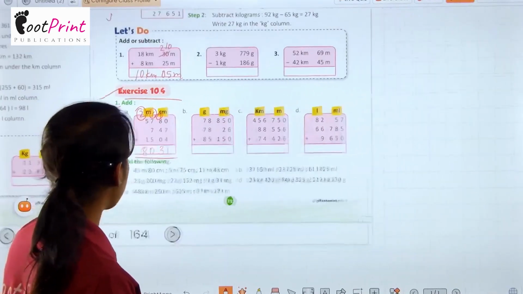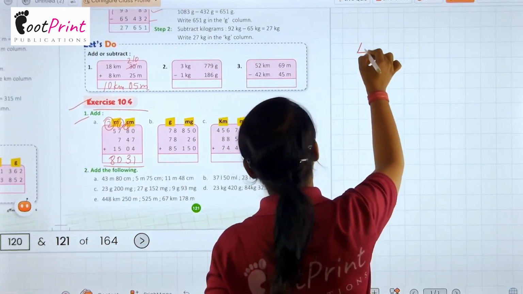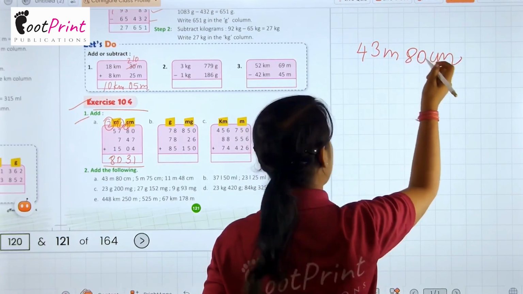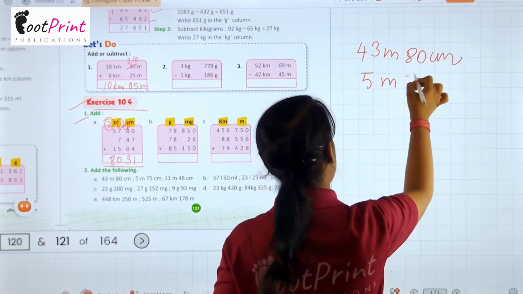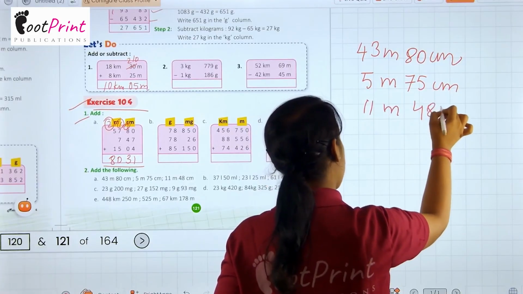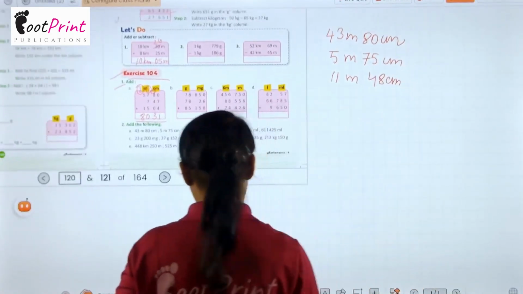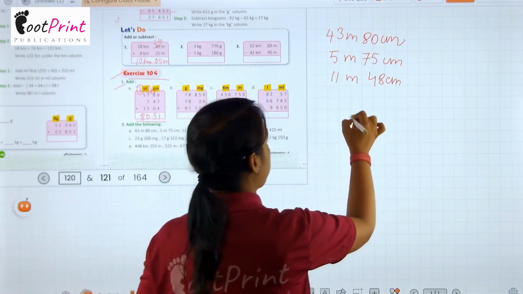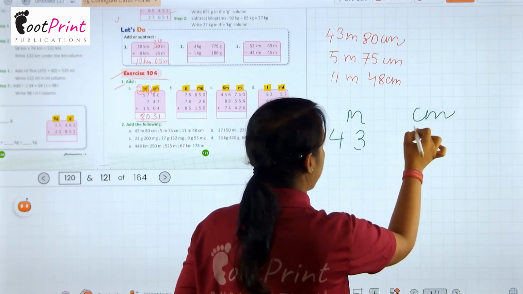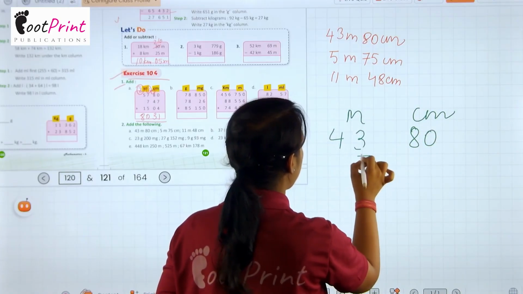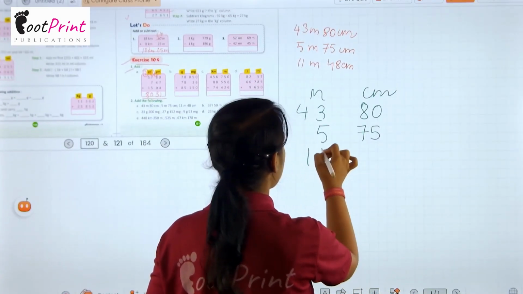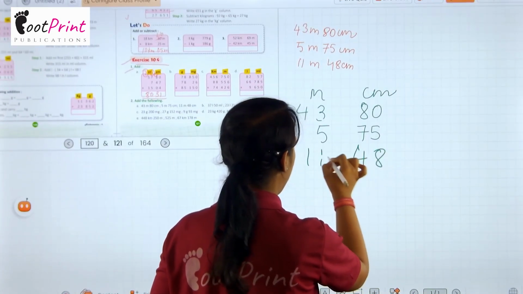Here we have to add the following again. So 43 meter 80 centimeter. Okay, next we have 5 meter 75 centimeter and 11 meter 48 centimeter. We know that first we arrange it in columns. So we arrange in columns, meter and centimeter. So in meter we have 43, 80. Okay, here we have 5, 75. Now we have 11 and 48. Now we will add it.